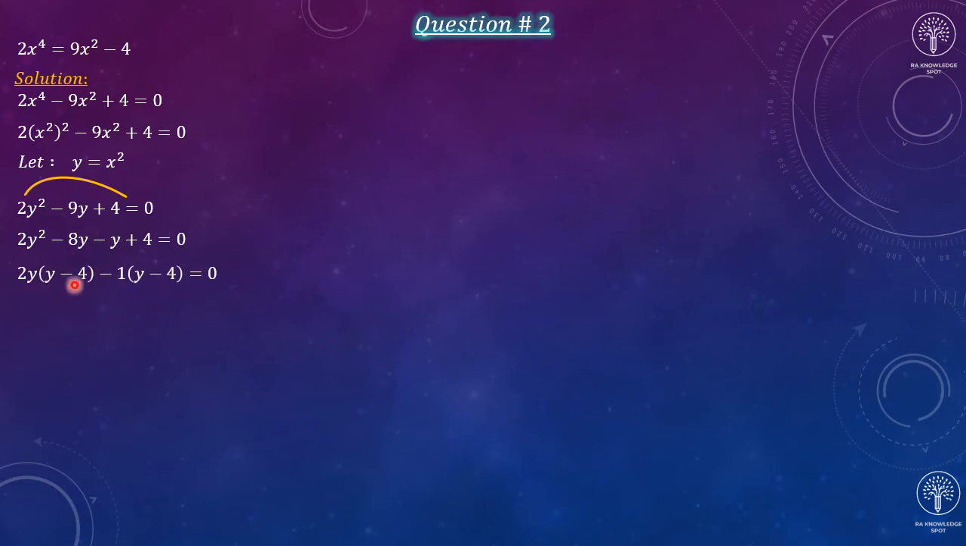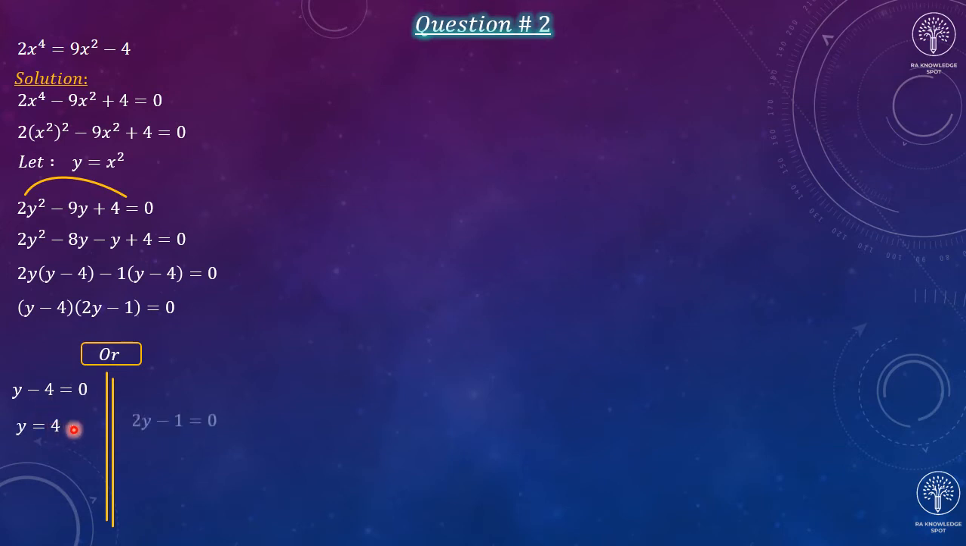Now you just have to take common. Further simplification: 4 minus y, that is y minus 1, y minus 4. Again, now the two solutions, like two brackets, or the prime, you can also call these the factors, the linear factors. We are making each equal to 0 one by one. y minus 4 is equal to 0.